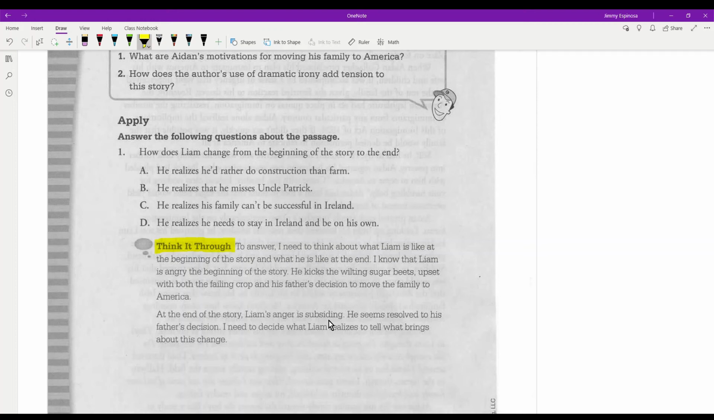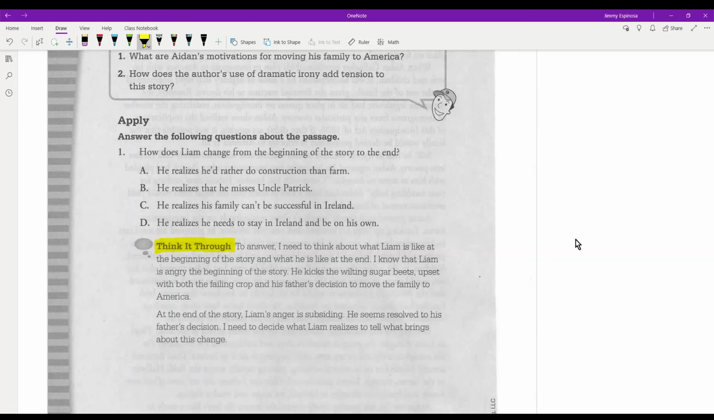If you don't know what subsiding means, please go ahead and look it up. I'm not going to tell you. Subsiding is a simple word. He seems resolved to his father's decision. I need to decide what Liam realizes to tell what brings about his change. Make sure that you go ahead and answer this question, and you're going to move on to the next section.